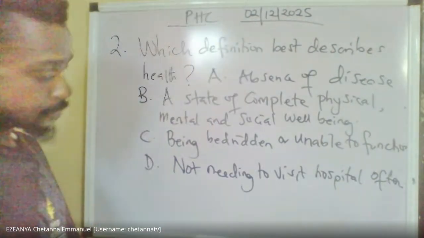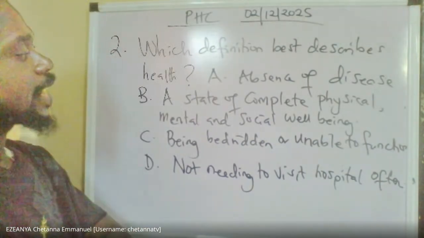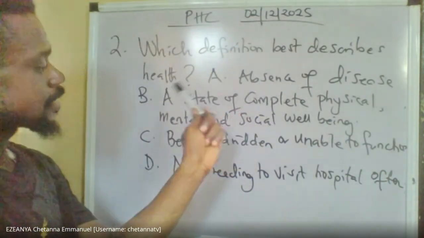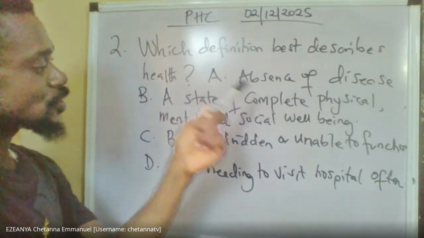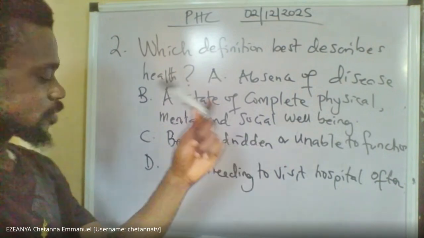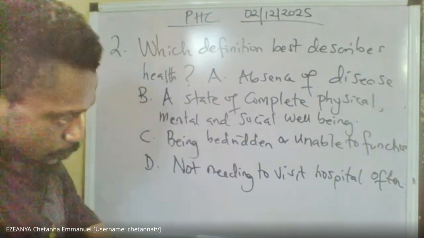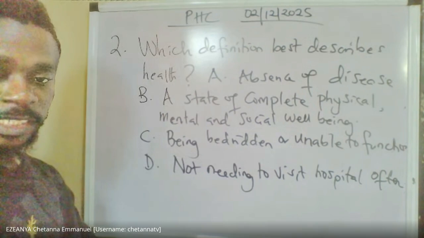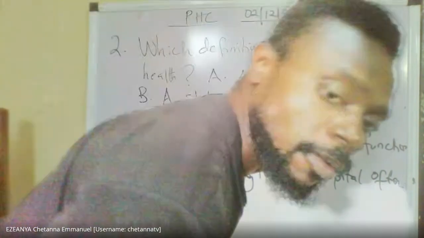All right, let's look at the question again. The question says, which definition best describes health? A, absence of disease. B, a state of complete physical, mental, and social well-being. C, being bedridden or unable to function. D, not needing to visit hospital often. So what's the answer to this question?